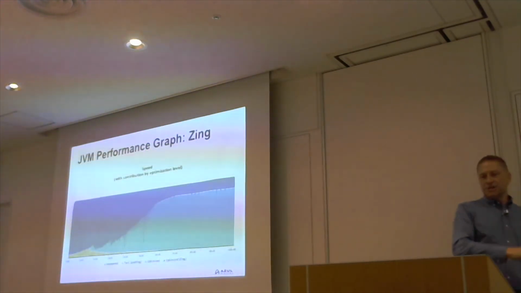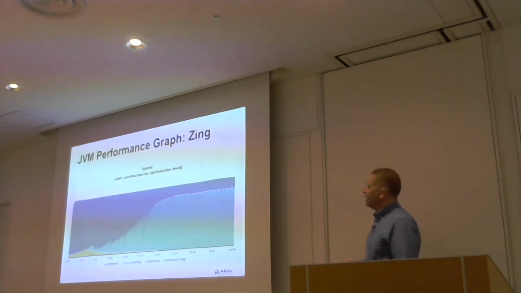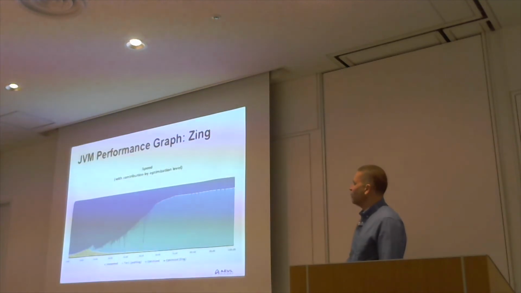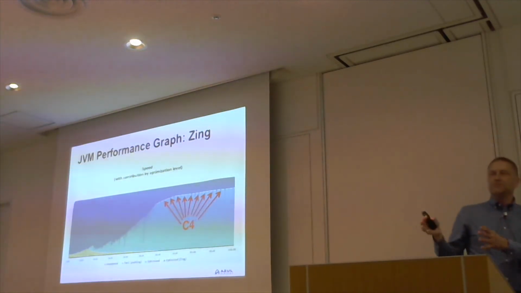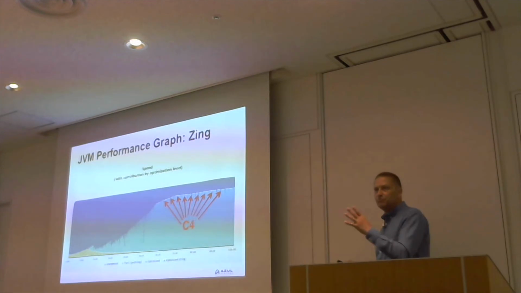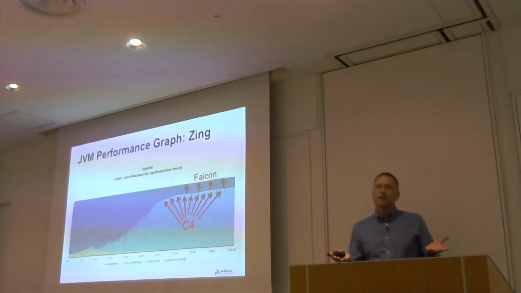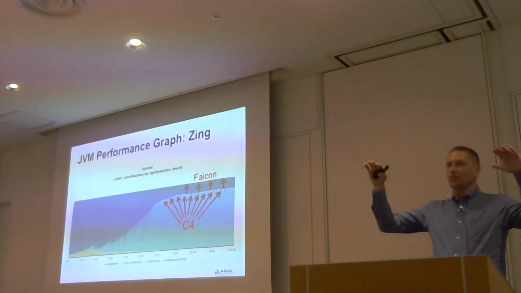What that gives us is a change to our graph. So now we've got our typical graph, and then we've got the Zing graph on top of that. So the idea of C4 is to eliminate these dips in performance once we've reached our steady state. So that's the garbage collection pauses, trying to eliminate those. Then we've got Falcon, which is saying, okay, let's lift the highest level of performance you get with your application to take it further up.